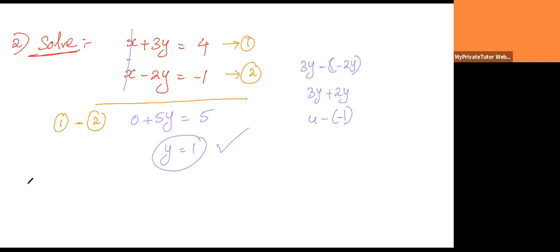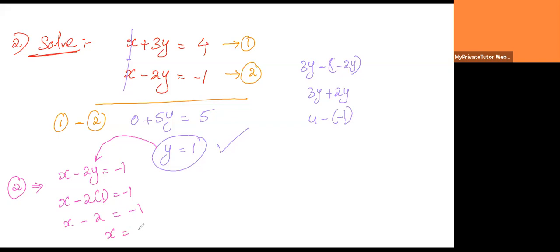So we got y equals 1, and please take any of the equations. This time I'm going to take the second equation. What is the second equation, guys? x minus 2y equals minus 1. So we substitute the y value here. What is the y value? We got 1. So x minus 2 times 1 equals minus 1, so x minus 2 equals minus 1. x equals minus 1 plus 2, which means x equals 1. So we got x equals 1, y equals 1. So the solution is 1 comma 1.